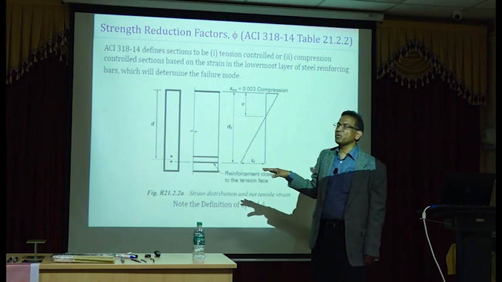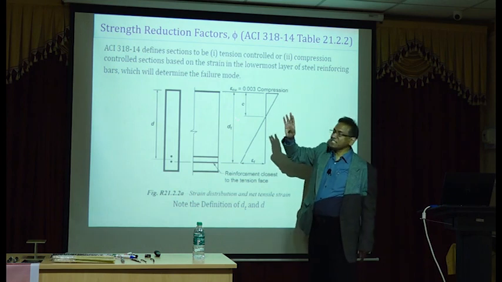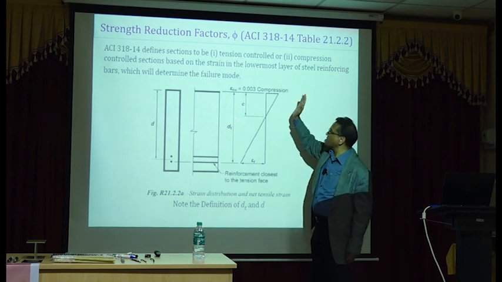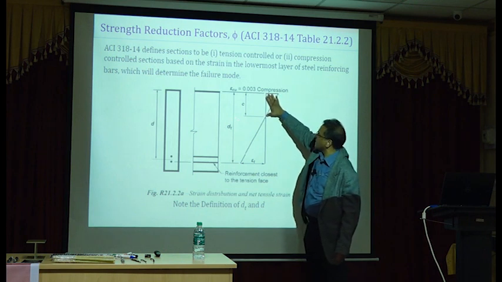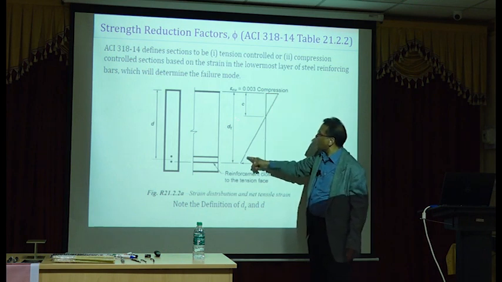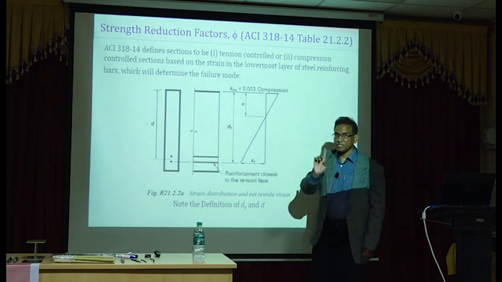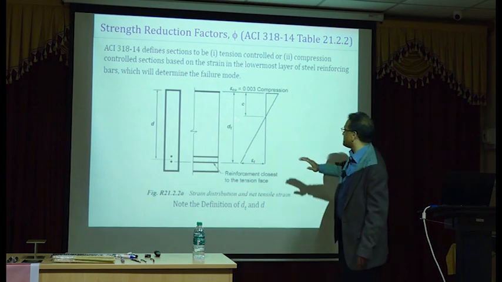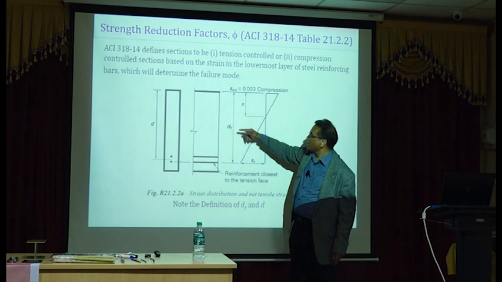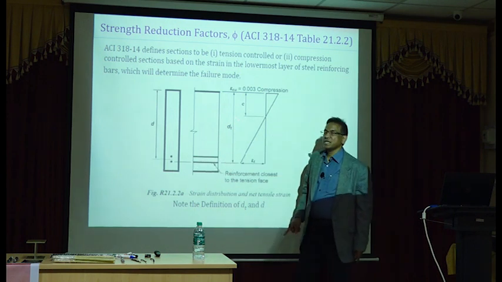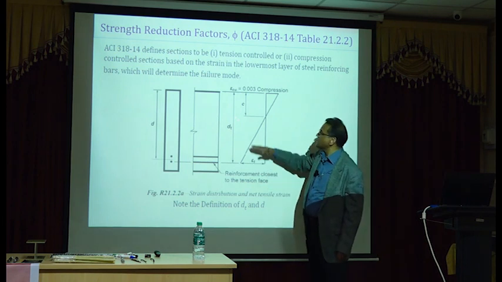Regardless of what design you are doing in ACI, this is 0.003. In IS 456, we use 0.0035, which is fine. And then this is the depth to neutral axis, c. And then you draw the strain diagram and extend it to the level of the steel. The bottommost layer of steel, remember that, bottommost layer of steel is referenced as d sub t. The average level is just d without any subscript. The bottommost layer is d sub t.